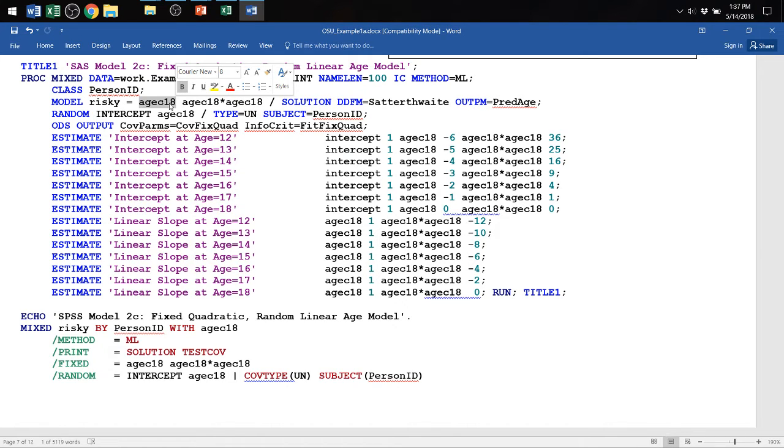The way that I learned how to get it at any other age would be to recenter time, rerun the model, and then the intercept and the linear slope would be specific to that new age. Well, to get that for every possible age, I'd have to run the same model 7 times. I'm lazy. I don't want to do that. So I'd rather write out statements like this that do it for me.